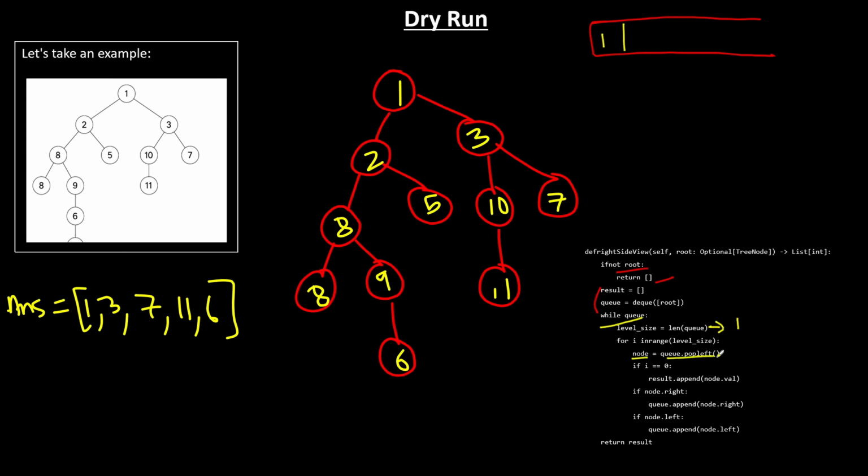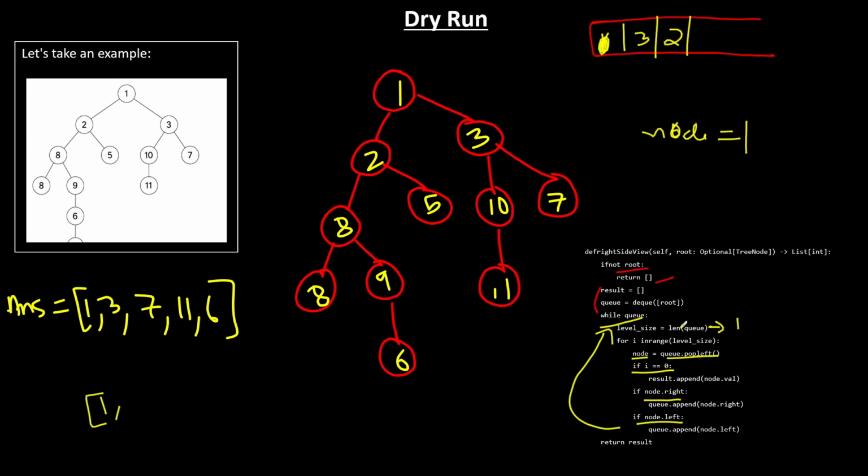We pop the node into the node variable, which is 1. If i equals 0, of course i equals 0, so we append it to the result, our resultant array. We check if the node's right is there or not. It is there, so we push the right, which is 3. Then we check if left is there or not. It is there, so we push 2. Since this is a pop, we remove it from the queue.